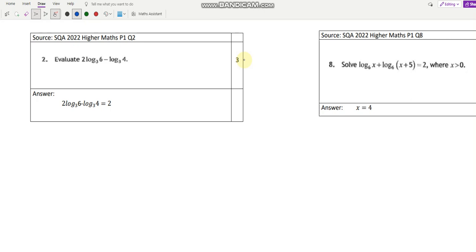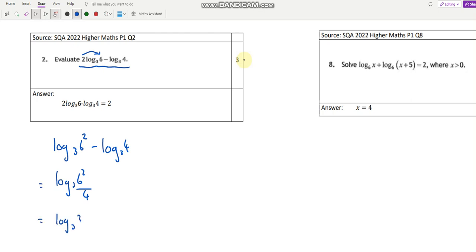Okay, so let's start off with this then. First thing I would say is let's move our 2 up to the top. So let's start off with log base 3 of 6 squared, take away log base 3 of 4. Then I'm doing a take away, so that means I'm going to divide my arguments. Fantastic. So that gives me log base 3 of 36 over 4, which is the same as log base 3 of 9. Now, what does that give as well?